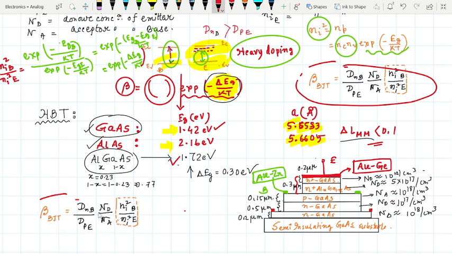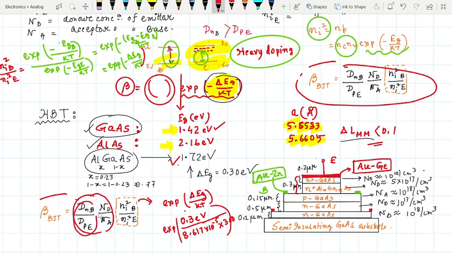For this case, these terms remain unaltered, but okay, this term remains unaltered and this becomes positive. So exponential of delta Eg by kT. Delta Eg is 0.3, I have mentioned, and k is 8.617 times 10 to the power minus 5 electron volt per Kelvin, and at room temperature T is nearly about 300.